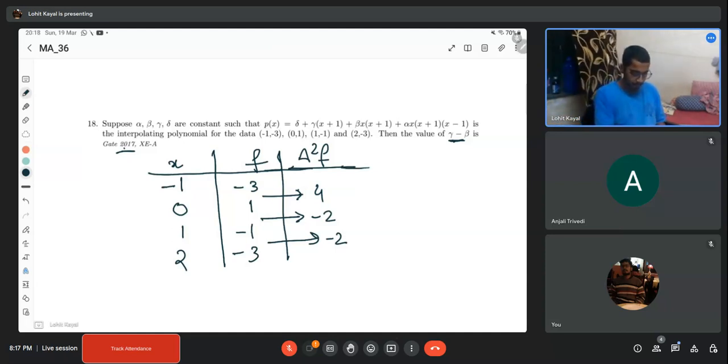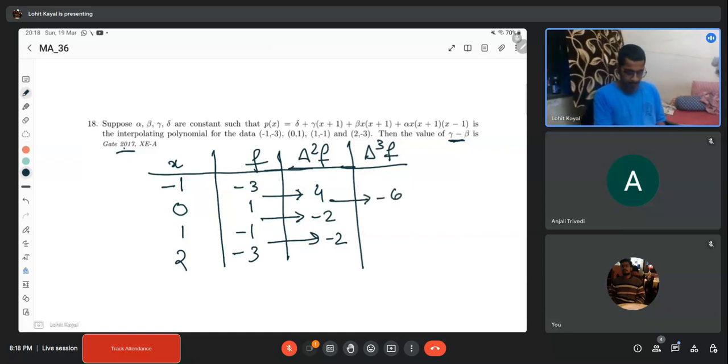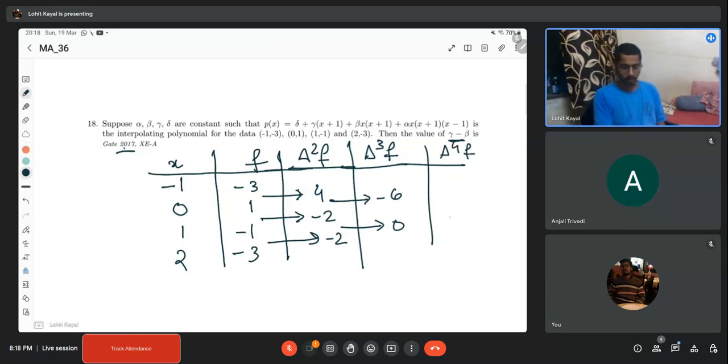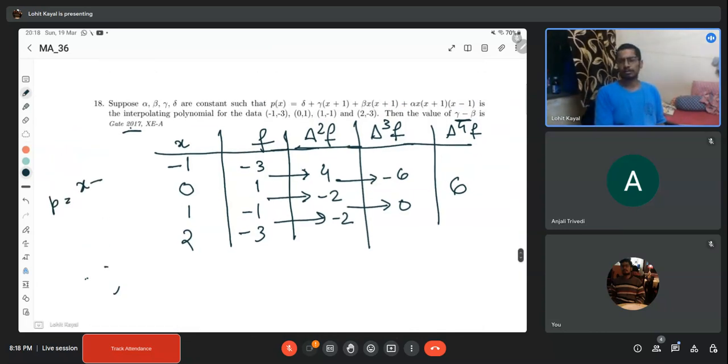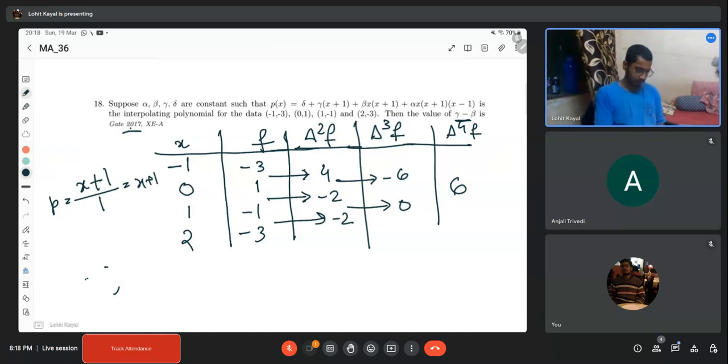Now delta cube f is minus 6, 0, and delta to the power 4 f is 0 minus of minus 6, that is plus 6. Now, what is p? First of all, p is (x minus x naught) by h. What is x naught? x naught is minus 1. So it will be x plus 1 by h. h is 1. So p equals x plus 1.